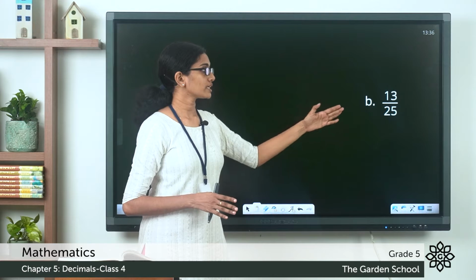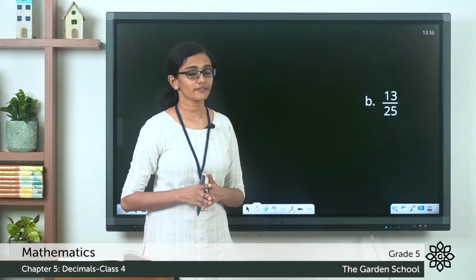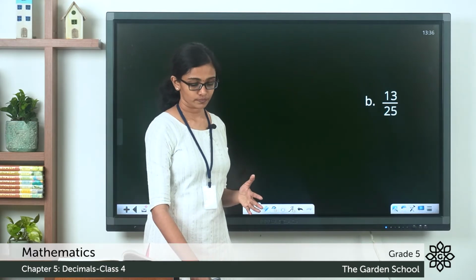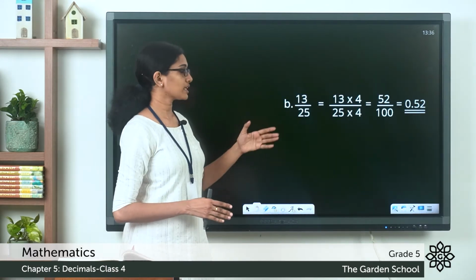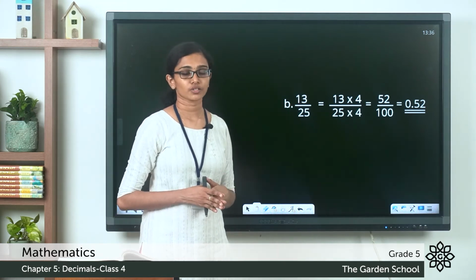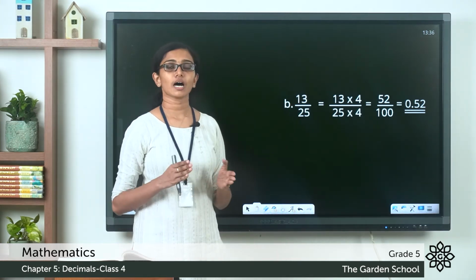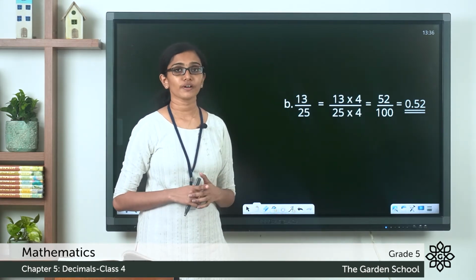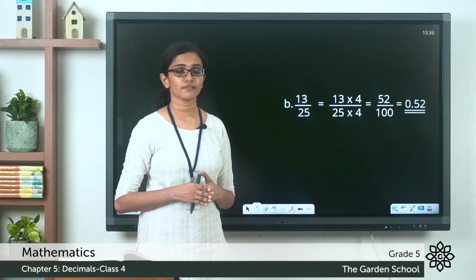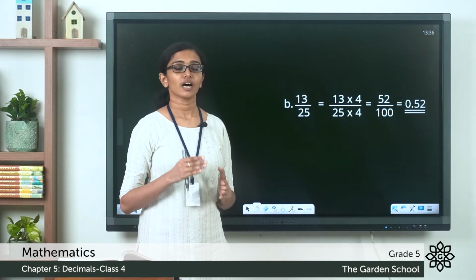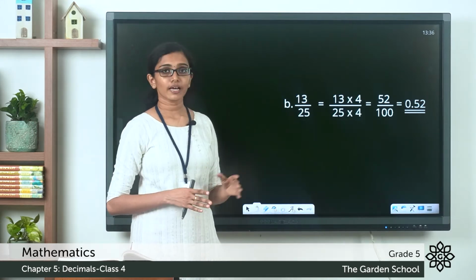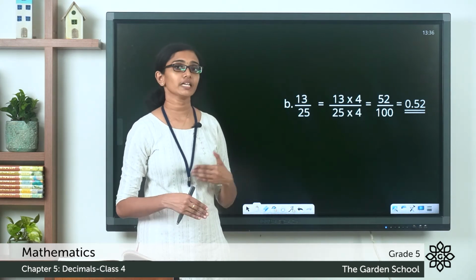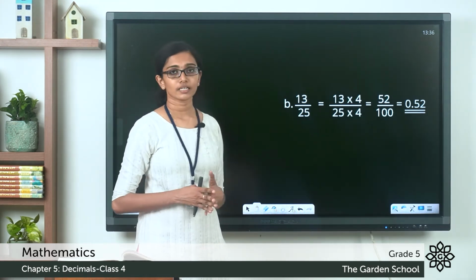So we have the denominator 25. Is 25 a multiple of 10? No. Can we change that to a multiple of 10? Yes. How? Let's first change 13 by 25 to an equivalent fraction so that the denominator becomes a multiple of 10. So we know 25 ones are 25, 25 twos are 50, 25 threes are 75 and 25 fours are 100. So if we multiply this 25 with 4, we get the denominator 100. Then it will be easier for us to change it to a decimal number.